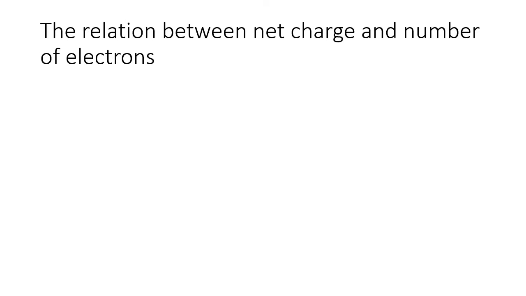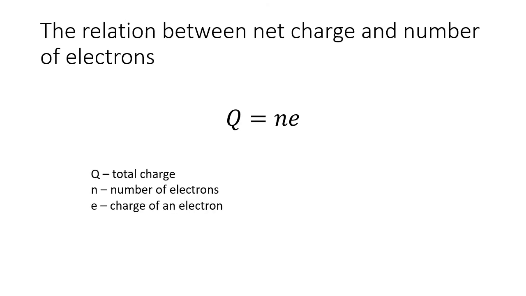Well, now let's see the relation between total charge and the number of electrons of a conductor. The relation is simply given by the equation Q = Ne, where Q is the total charge, N is the number of electrons and e is the charge of an electron. And we know that the charge of an electron is -1.6 × 10^-19 coulombs.